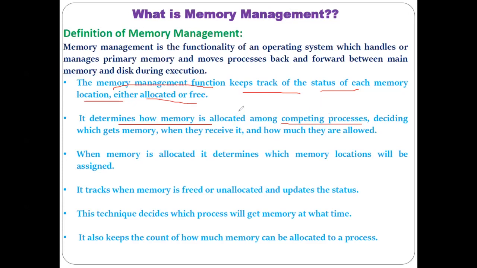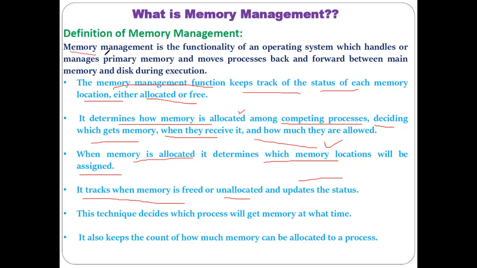Okay. So the same thing I have written here. It determines how memory is allocated among the computing processes, deciding which get the memory, when they receive it, and how much memory they are allowed. When the memory is allocated, it determines which memory location will be assigned, according to the empty memory locations. Also, the memory management function keeps track of when memory becomes free and which memory locations are unallocated. So updating the status of all these things is done in the memory management function.